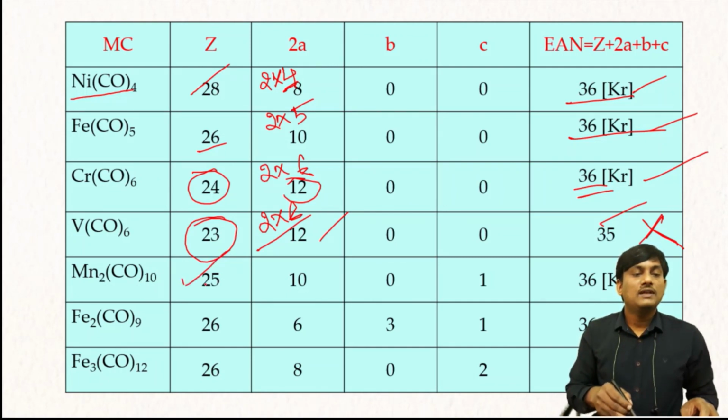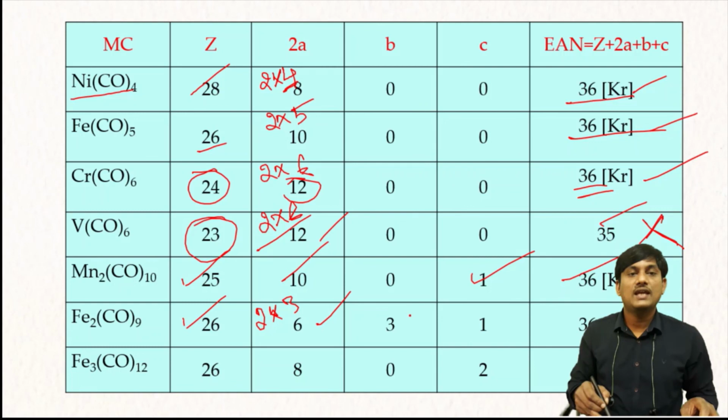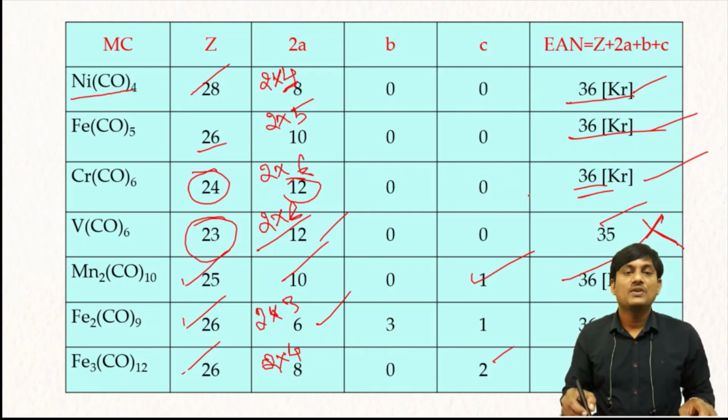Mn2(CO)10, 25, let us take 1 unit, let us take 25, and it has 5 terminal ligands, 2 into 5 is 10, and 1 metal bond, so 36. Fe2(CO)9, 26, and you have 2 into 3 terminal ligands, 6, and 3 bridge ligands, 3 into 1, and 1 metal bond, 36. Let us take Fe3(CO)12, 26. Let us take the iron atom which has 4 terminal ligands, 2 into 4, and it does not have a bridge ligand, 0, and 2 metal bonds, it is 36. This is about the effective atomic number rule. Thank you very much.